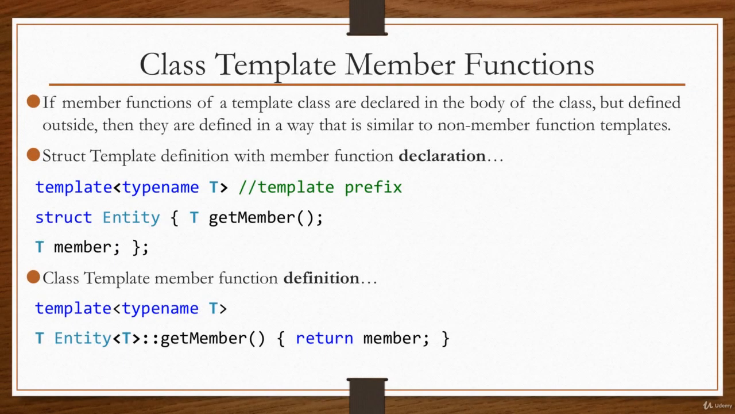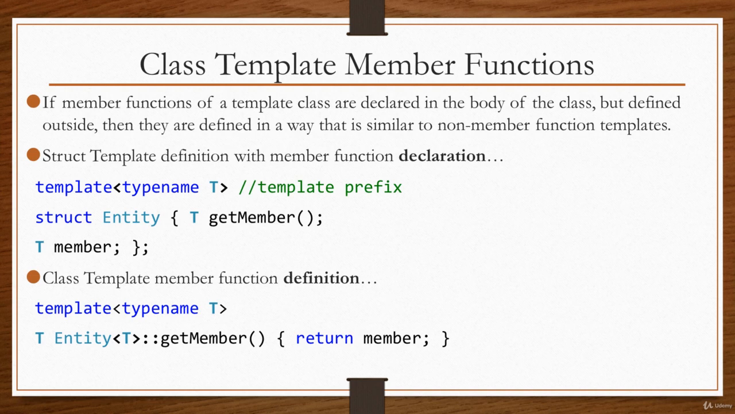Next, I want to talk a bit more about class template member functions. If member functions of a template class are declared in the body of the class, but defined outside of the body, so in other words you separate out the definition and the declaration, then those member functions are defined in a way that is similar to non-member function templates. In other words, similar to global function templates. We have an example of a struct template definition with a member function declaration. We have struct entity, and then in the body we have the declaration, the getMember member function, and that is going to return a type of t.